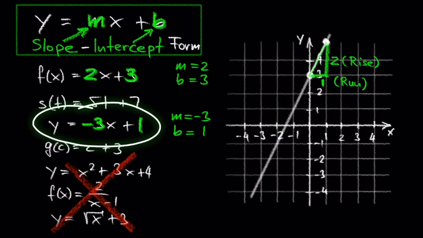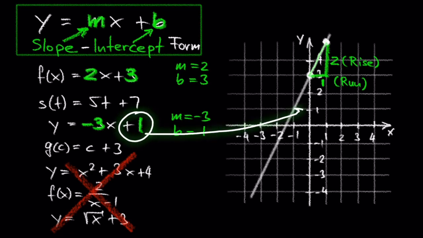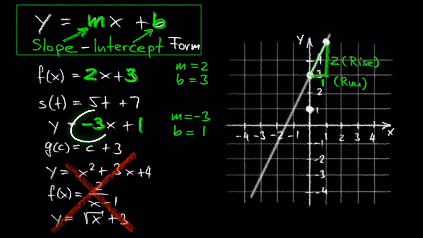Let's look at this function. Again, we start with the y-intercept, which is 1. So we know the line intersects the y-axis at 1. The slope is negative 3. So we go again 1 unit to the right and 3 units down. We go 3 units down because we have a negative sign in front of the 3. Now we draw a line through these 2 points and we are done.